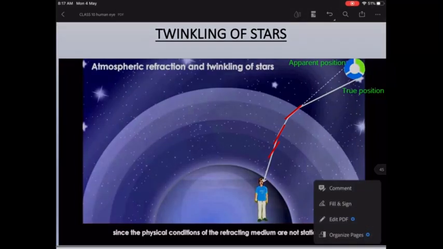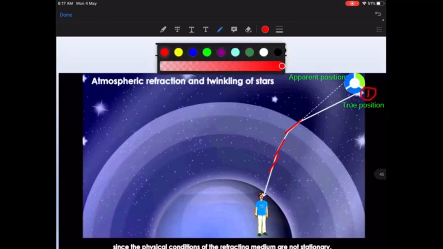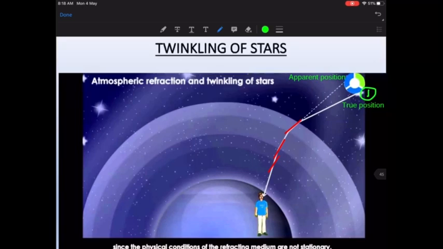So let's say a person is standing on the surface of the earth and is trying to look at a star. Position number 1 becomes the true position of the star, where the star actually is. But look at this. From the true position of the star, the light is going to come like this. It is going to travel straight.